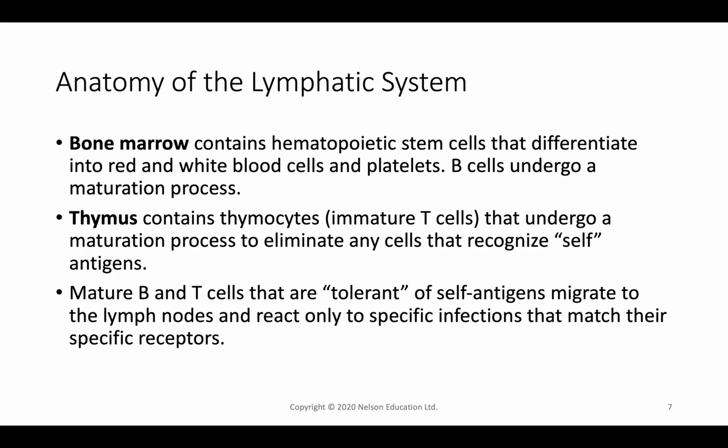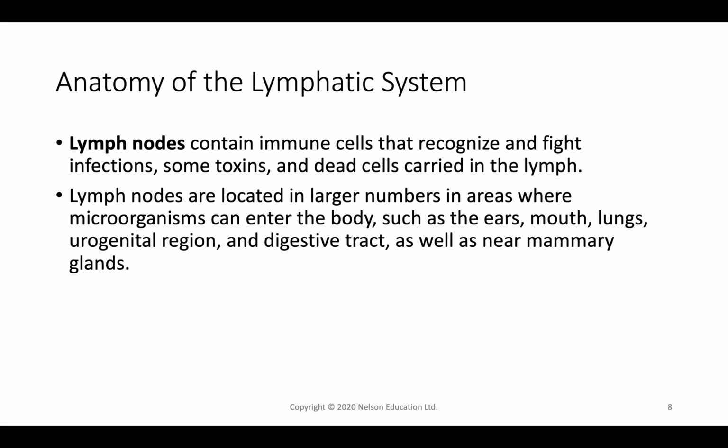Now, they both undergo maturation processes a little bit different, but the point of the maturation process is for them to undergo tolerance so that they become tolerant of self and intolerant of non-self. Therefore, they will react to foreign invaders, but they will not react to self. So they won't attack molecules that are of the person's body, right?